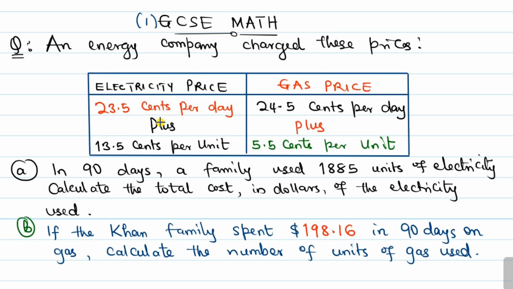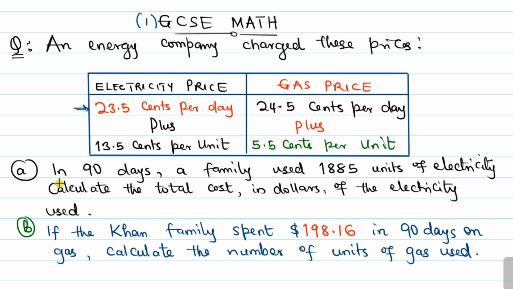The prices for electricity: 23.5 cents per day, that's a flat charge, and then 13.5 cents for every unit used. And for gas: 24.5 cents per day flat rate, and you also pay 5.5 cents per unit used. So for each day, a household pays 23.5 cents for electricity, coupled with 13.5 cents for each unit used, and the same for the gas.